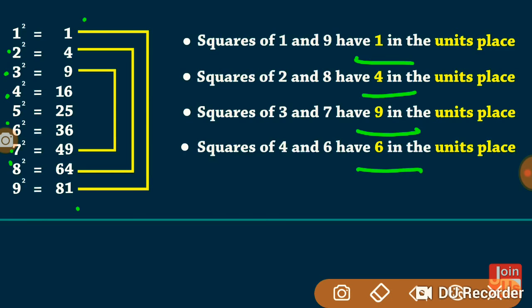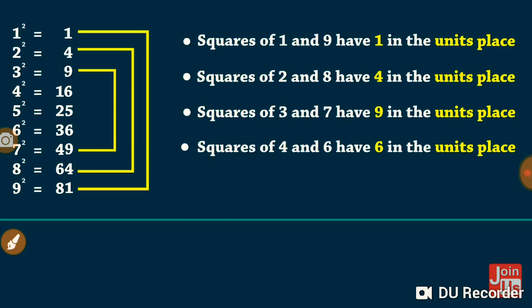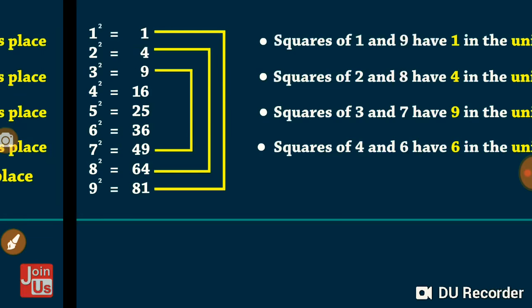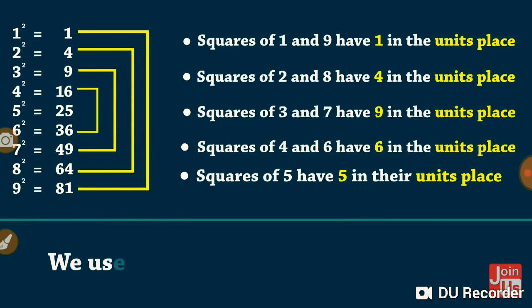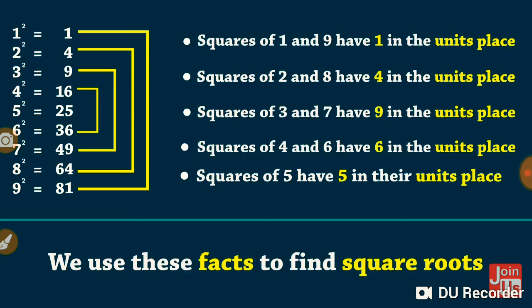So, we have to keep in mind that 1 and 9 both give 1, 2 and 8 give 4, 3 and 7 give 9, and 4 and 6 give 6 at the unit place. Here we see the square of 5 has 5 in its unit place. Next, we use these facts to find the square roots.